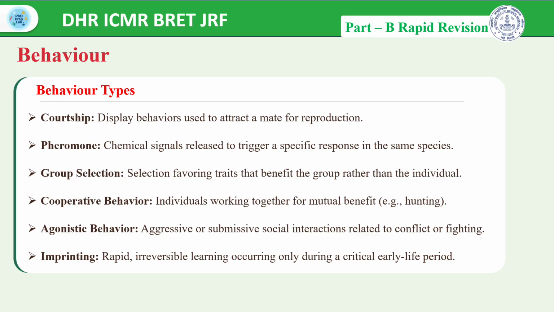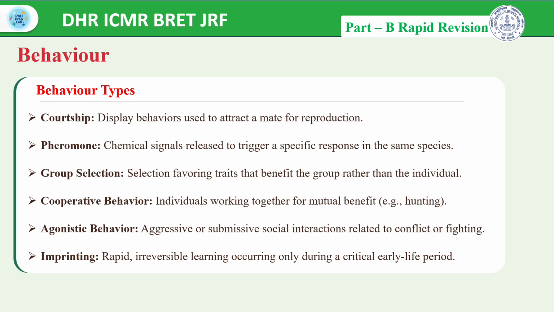Now we have agonistic behavior, which is the aggressive or submissive social interactions related to conflict or fighting. So it is a typical behavior where conflict or competition between two individuals of the same species occurs. It includes threats, aggression, avoidance to help resolve their disputes over resources, mates, or territories without causing serious harm to each other.